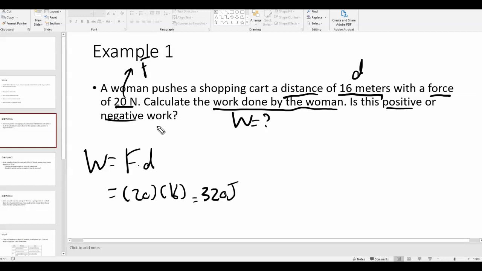Okay, so to answer this question, you have to think, is the woman adding or removing energy from the shopping cart? Well, if she's pushing it along, she's probably making it go faster. So she's probably adding energy to the shopping cart. So based off of the context, you can infer that she is doing positive work. Whether positive or negative work is done depends on whether energy is being added or taken away from the object. Okay, so that is it for example 1. Pause there if you need to look at that some more.